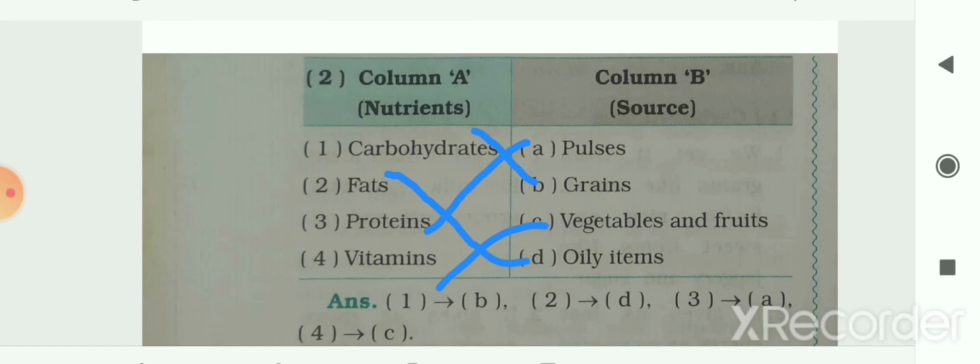In the next video, so here our chapter gets over, the explanation and exercise and solution of the NCERT book. In the next video, we will see our next chapter, chapter 3, Fiber to Fabric.